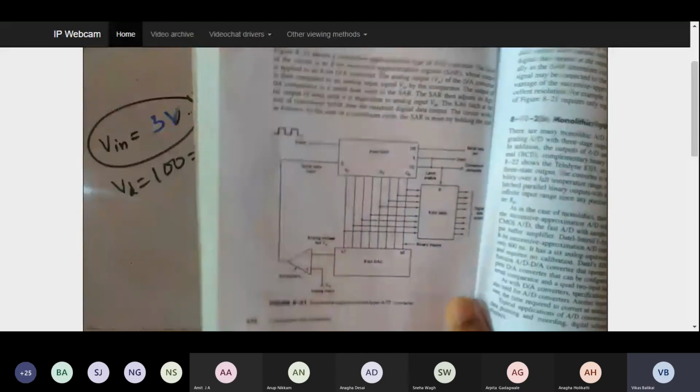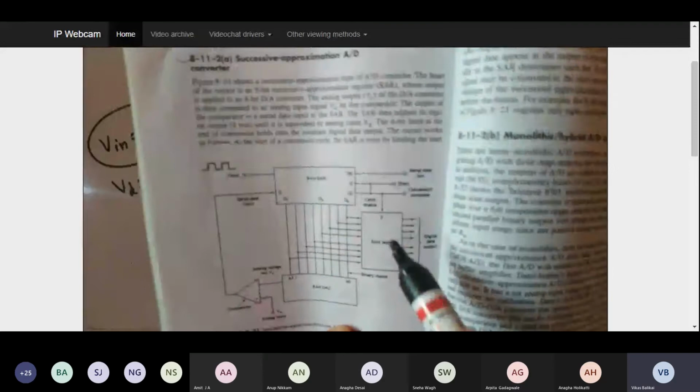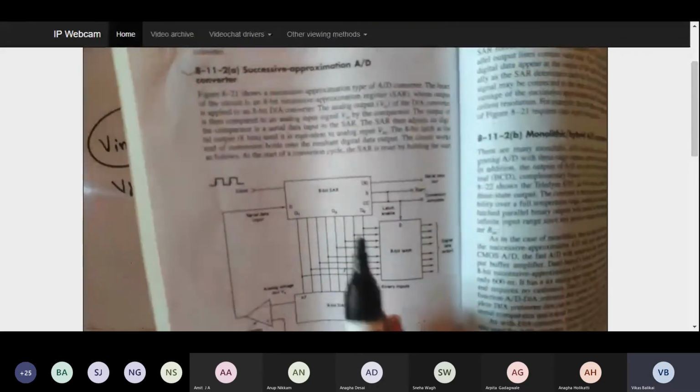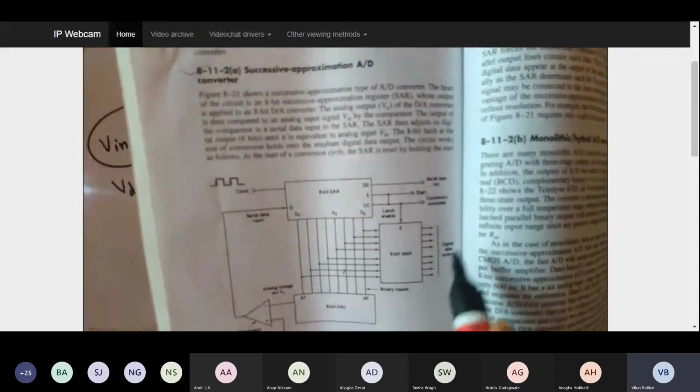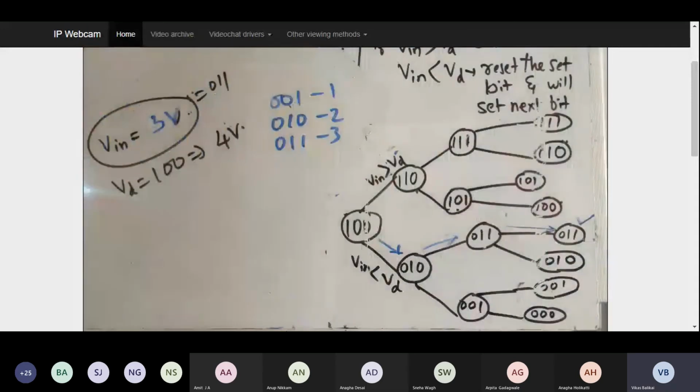As you can see over here, they have taken an 8-bit latch. All the outputs of the SAR, whatever I am getting, I can just latch through a simple latch and I get the final digital value. So for this reason, they have taken the latch. But otherwise, the entire process will remain the same.